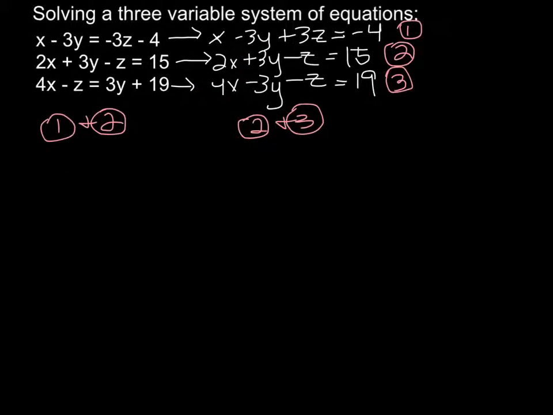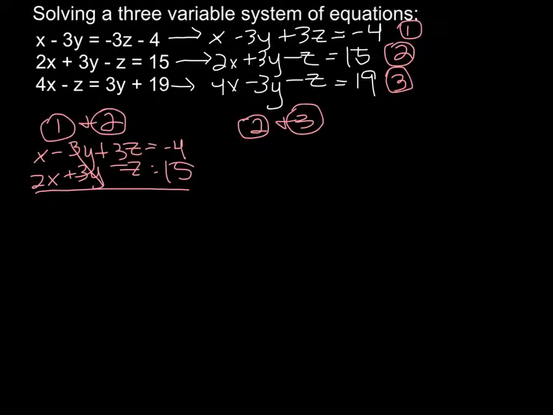Doesn't always work out that way. Sometimes you have to multiply the whole equation by something to cancel out the same variable, but I do have to cancel out the same variable for both. So I have x minus 3y plus 3z equals negative 4. And the second equation, which is 2x plus 3y minus 1z equals 15. And I'm adding them straight down, which means the y's cancel, leaving me with 3x plus 2z equals 11.